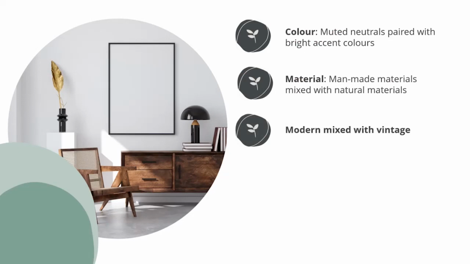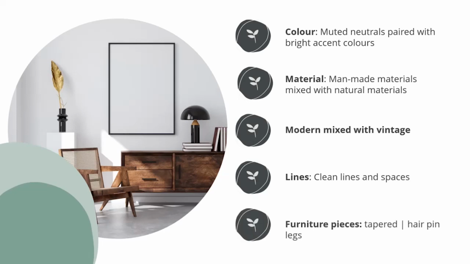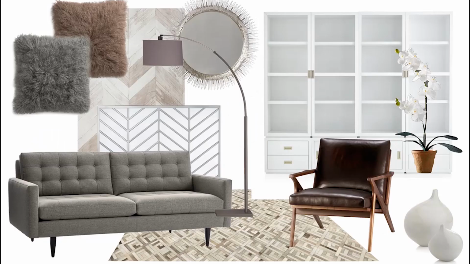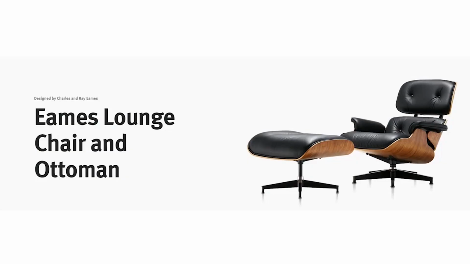Lines are iconic to mid-century modern. We see clean lines. This is also quite a minimalist design style that focuses on functionality and sparse, clean lines. When it comes to the furniture pieces in the style, we see that these furniture pieces generally have a tapered leg or a hairpin leg. That's an iconic piece of furniture for today, for example, the Eames chair. That is definitely something you want to bring into your space if you're wanting to add a little bit of mid-century modern to your living room or bedroom area.